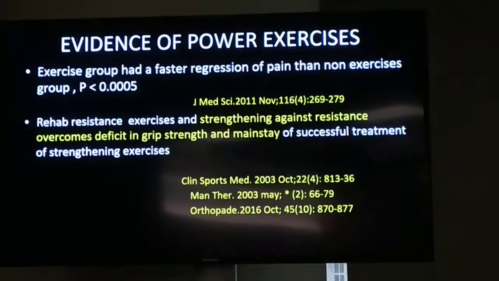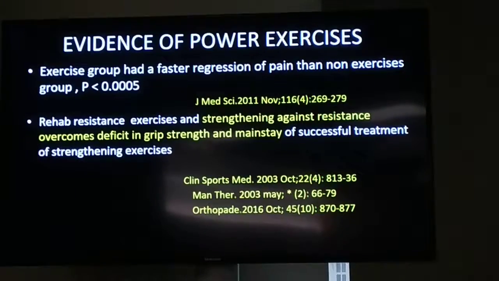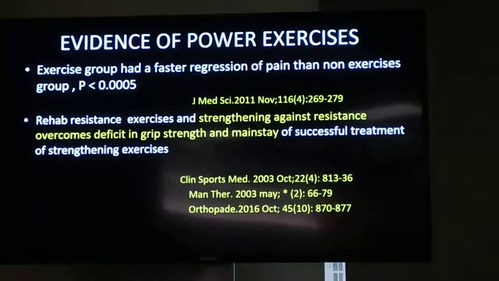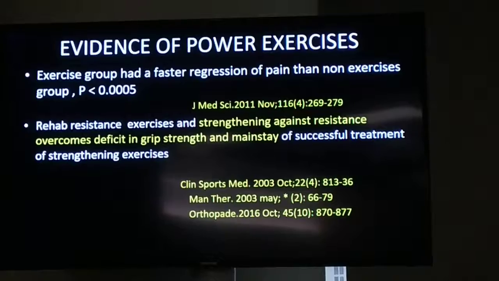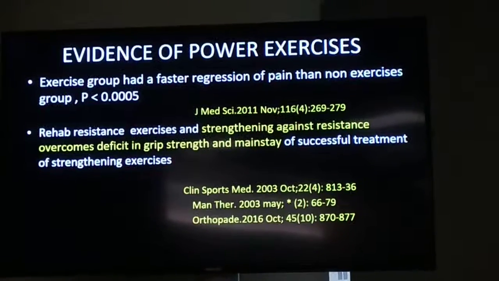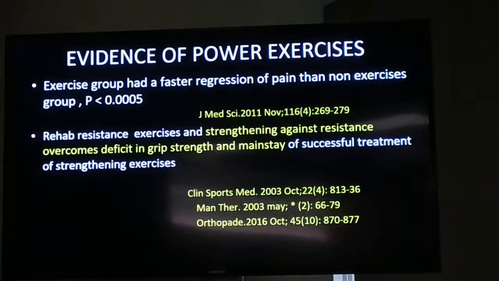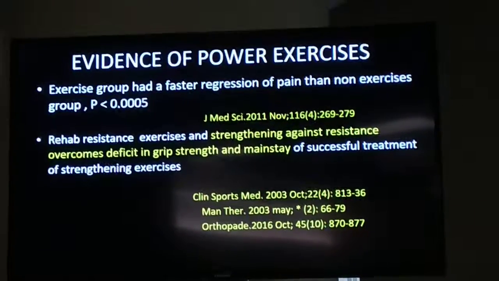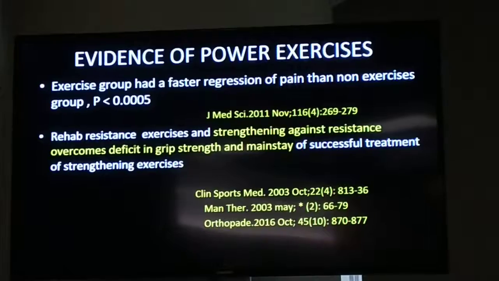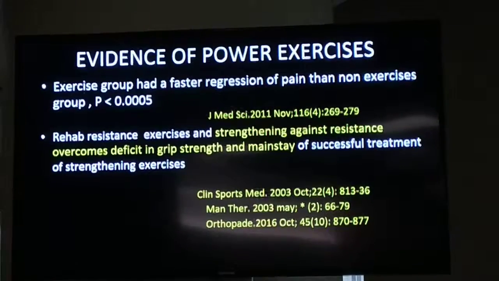So, what is the evidence of power exercise? Exercise group has a faster regression of pain than non-exercise group. Rehabilitation exercises and strengthening against resistance overcome the deficit in the grip strength and are the mainstay of successful treatment. So he has to have strengthening exercises.